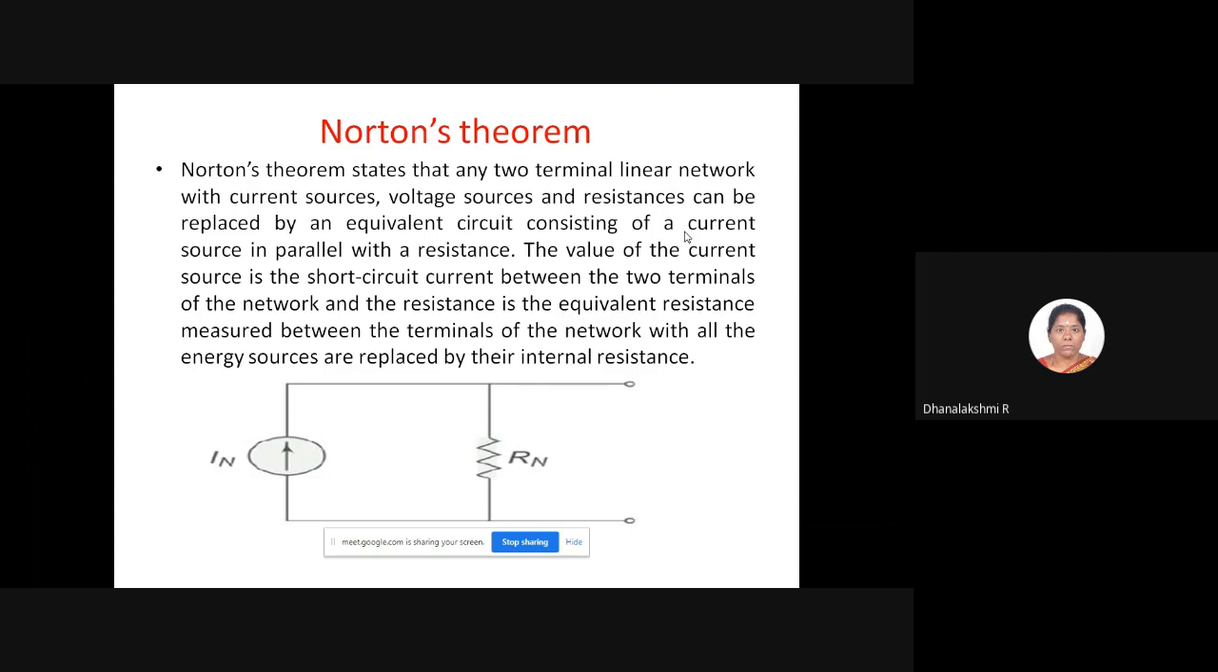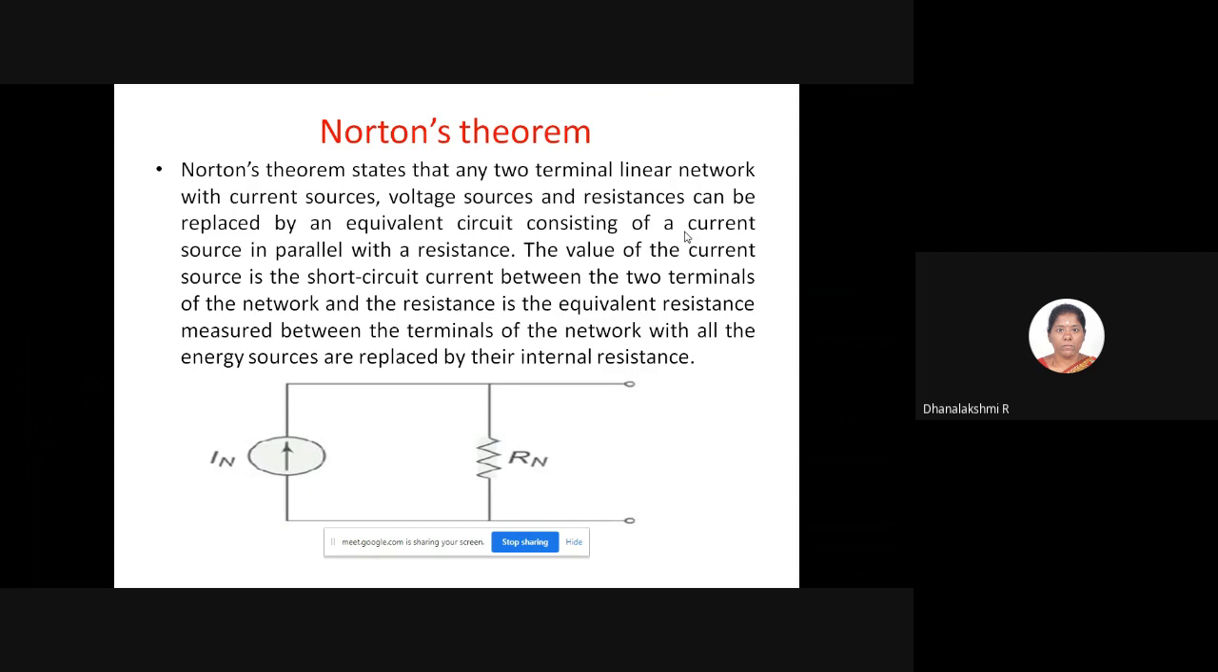So here the idea is very similar to Thevenin's theorem. In Thevenin's theorem, we reduce any two-terminal linear network consisting of n number of voltage sources, current sources and resistances into a single voltage source in series with a resistance. In the same way, in Norton's theorem, any two-terminal linear network can be replaced by an equivalent current source with a resistance in parallel with it.